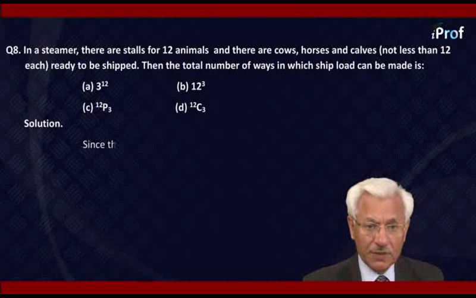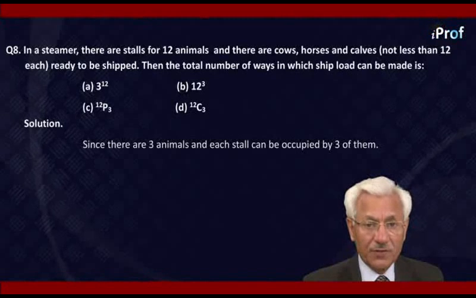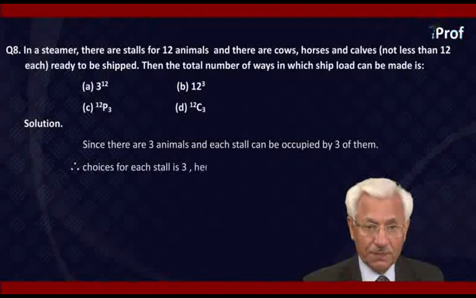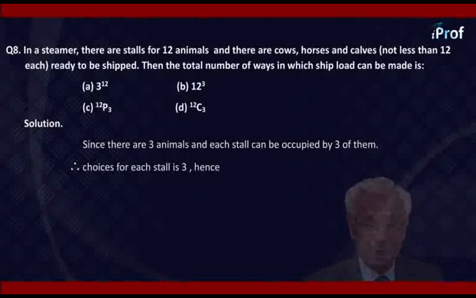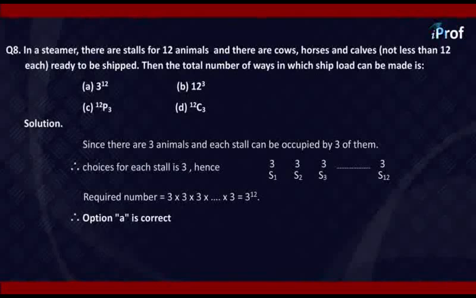Since there are three animals, namely cows, horses and calves, each stall can be occupied by any one of the three. Therefore, the choices for each stall is 3, and there are 12 stalls. Therefore, the required number of choices is equal to 3 into 3 into 3, 12 times, which is equal to 3 raised to the power 12.